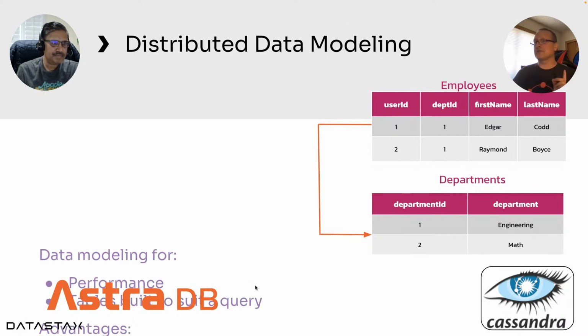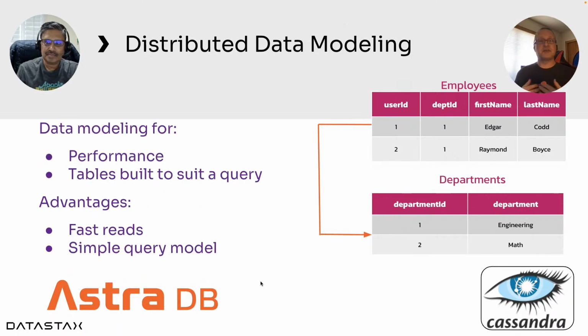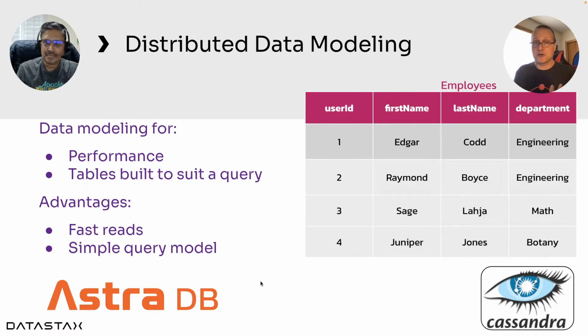In Cassandra, we're actually building a table to suit our queries. So if we want to query an employee with their department data, we'll just build a table that will hold all that data together. We're data modeling for performance, building tables to suit a query. We get fast reads out of that, and we get a simple data model out of that.